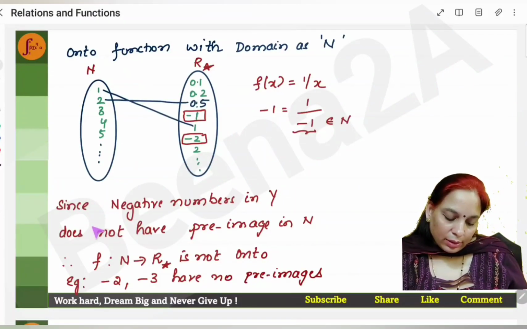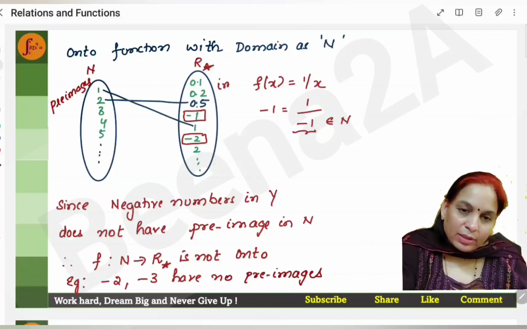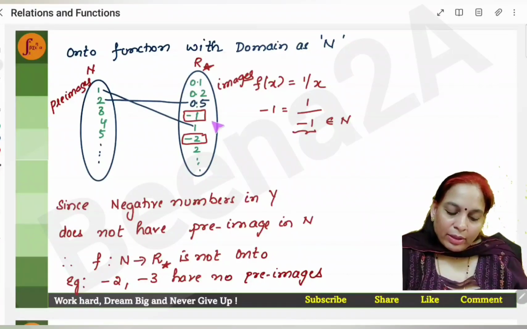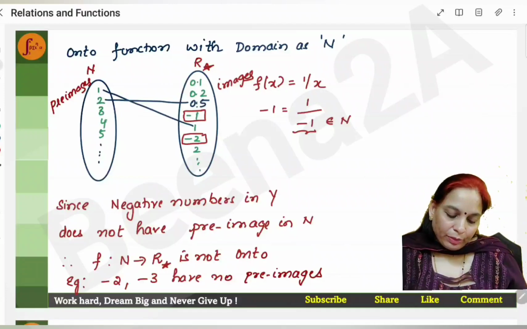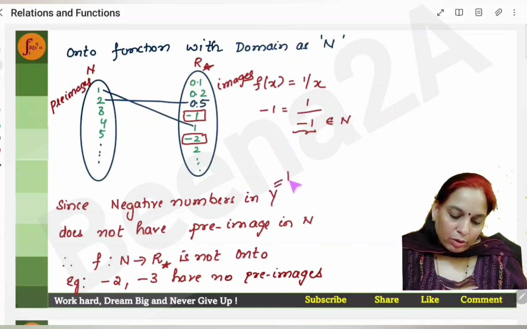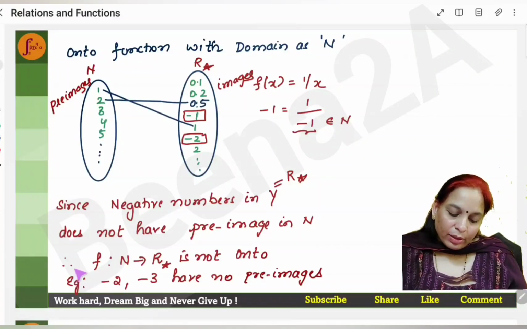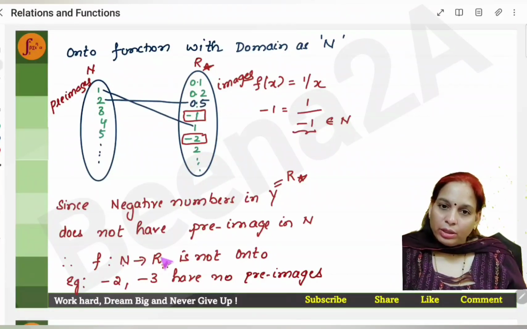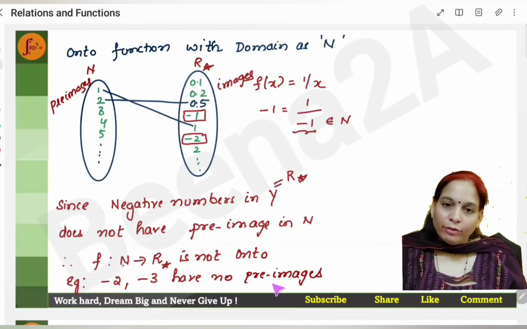You can say since negative numbers in y do not have a pre-image in n, so you can call these as pre-images and these as images, right? So for every element in R star, you don't have a pre-image. That is, these elements don't get mapped to any element in this set. So since negative numbers in R star do not have a pre-image in n, the function from natural numbers to real numbers is not onto. Example, -2, -3 have no pre-images.